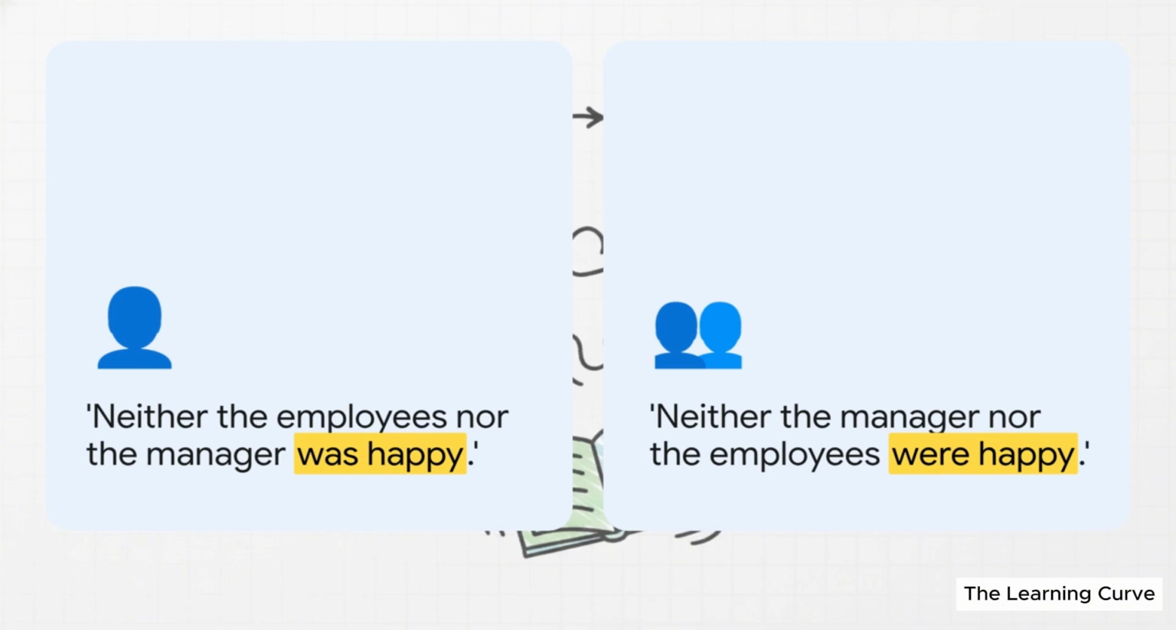Simple enough, right? But check out the second example. All we did was flip the subjects. Neither the manager nor the employees were happy. Now the plural subject, employees, is parked right next to the verb, so the verb seamlessly morphs into the plural form, were. It's a brilliant, purely geographical rule. The verb basically always looks to its immediate left-hand neighbor to decide its identity.